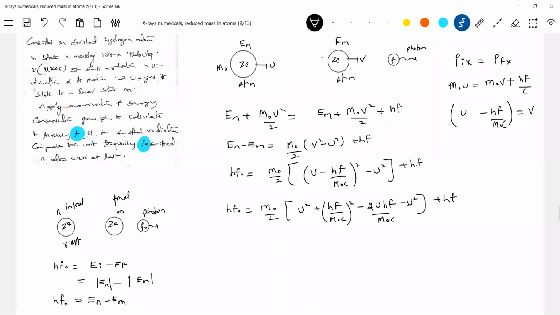So this u square gets eliminated. And the square term will be negligible, so I'll neglect that one. So finally, hf naught equals minus m naught by 2 times..., this will end up as u hf by c, plus hf. So I should simplify for hf, no? So hf naught is equal to (1 minus u by c) into hf here.